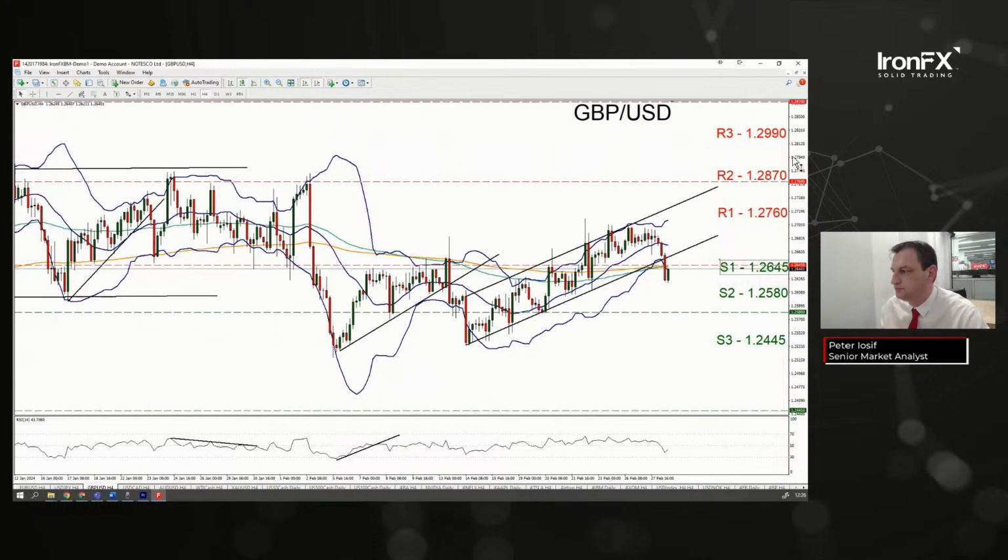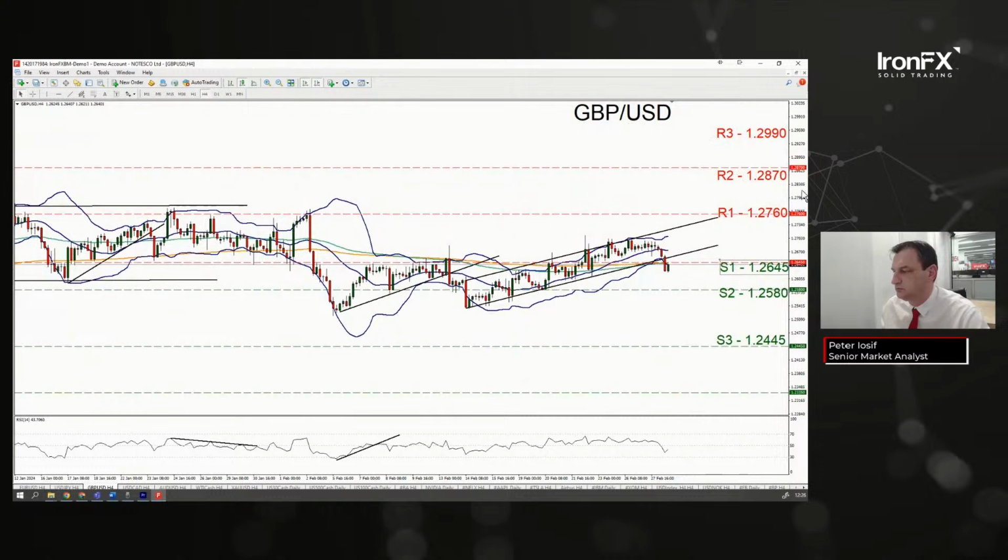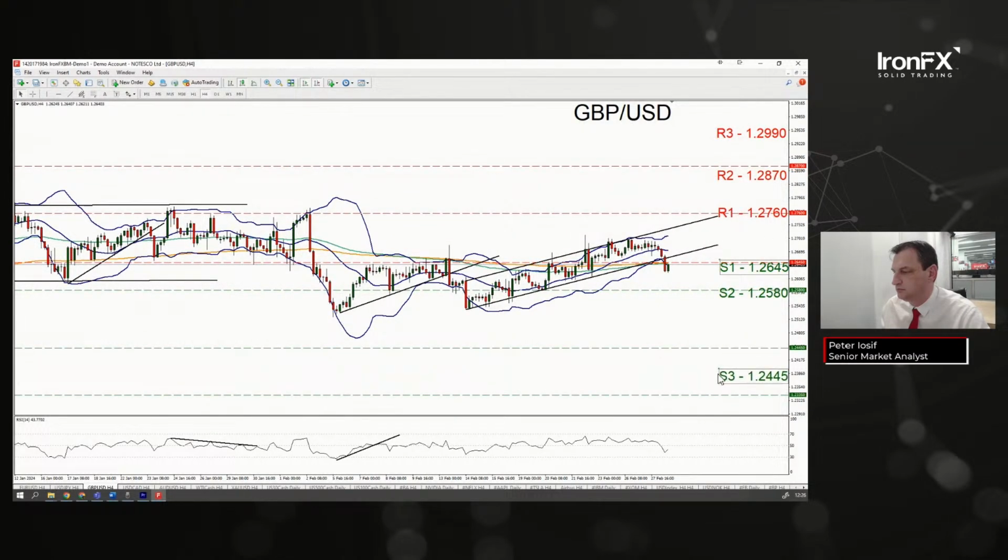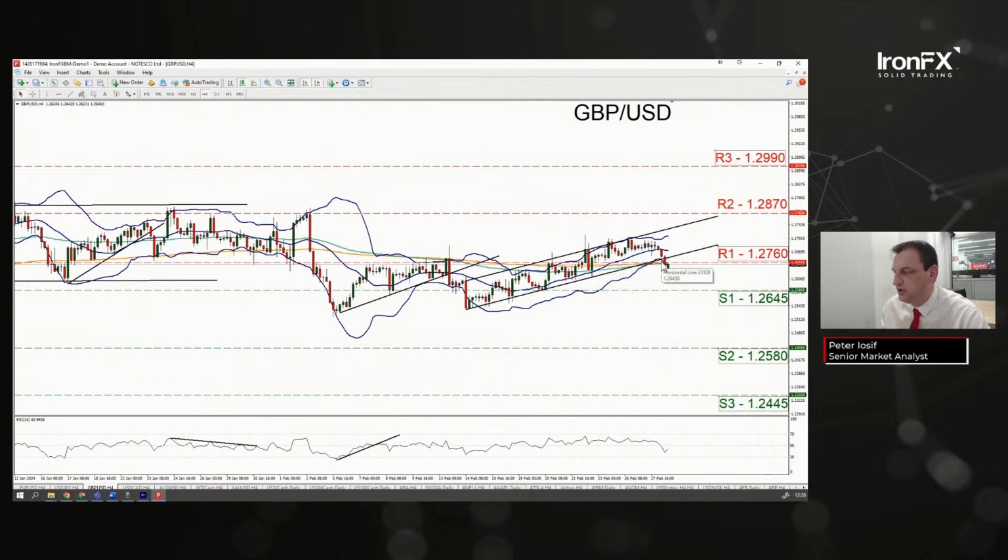Readjust the chart. Let's correct the levels as well, so we get a clearer picture. Similarly to the euro, the bearish outlook seems to be there, albeit in the case of cable, it's less clear-cut. And I'm highlighting the bearish outlook. Why? Because you can see how the price action has broken the lower boundary of the upward channel, which was guiding GBP/USD.